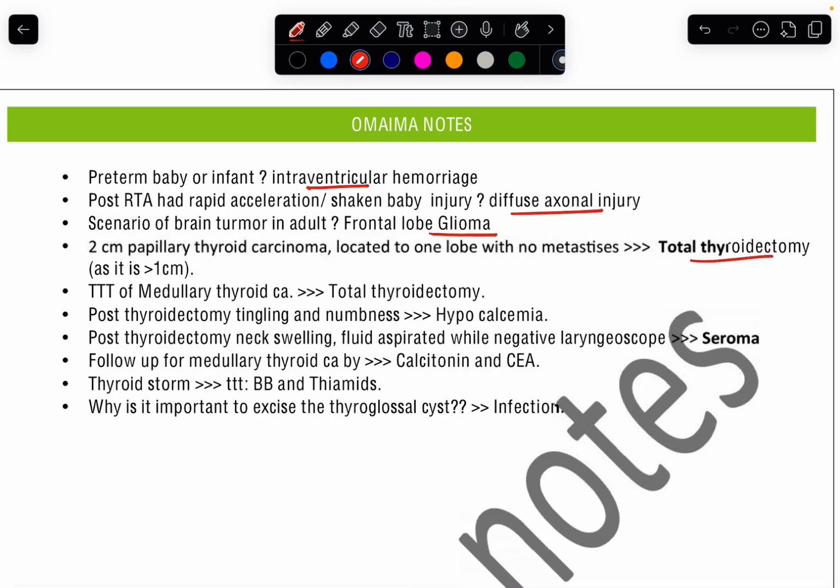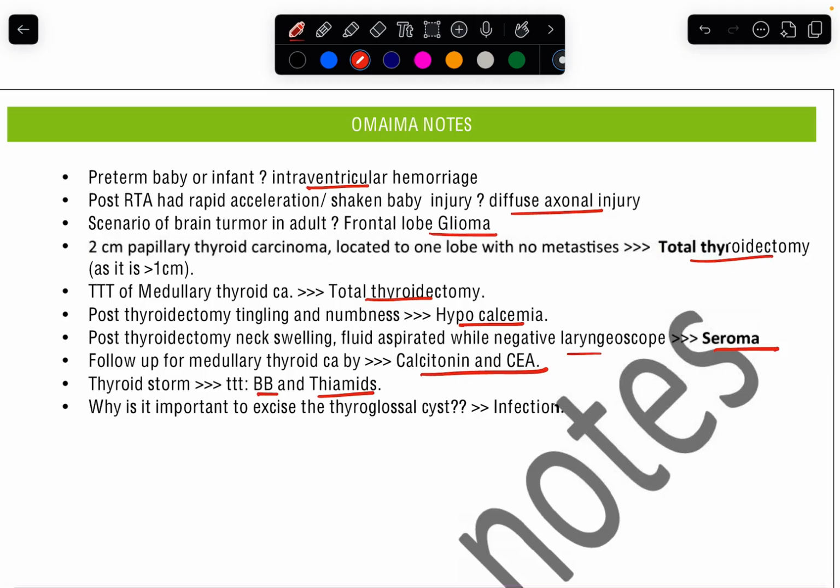2 centimeter papillary carcinoma located in one lobe, treatment is total thyroidectomy, more than 1 centimeter. Treatment for medullary thyroid carcinoma is total thyroidectomy. Post thyroidectomy tingling, numbness, hypocalcemia. Post thyroidectomy swelling, aspiration negative, seroma. For medullary thyroid carcinoma, calcitonin. Thyroid storm, treatment is beta blockers and thionamides.